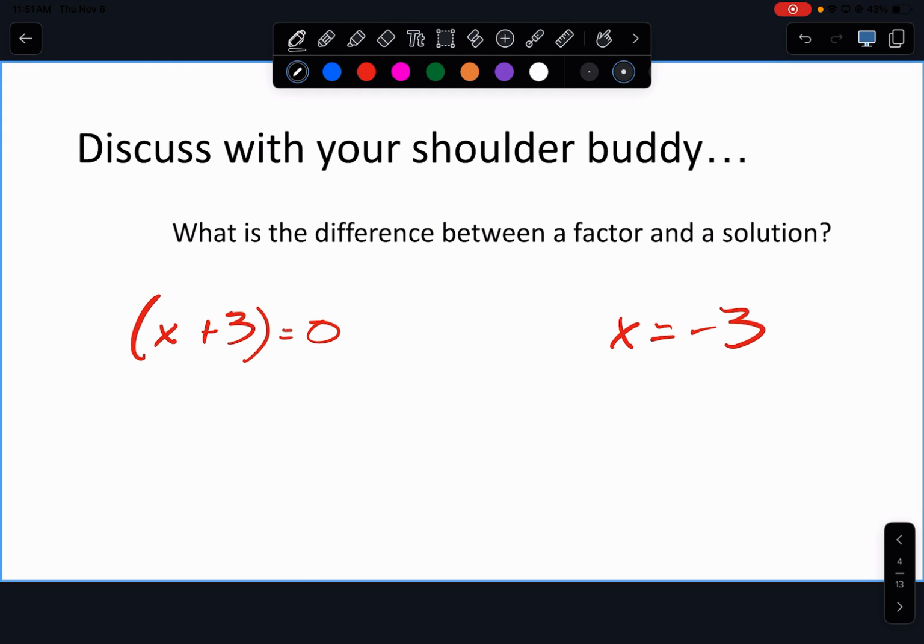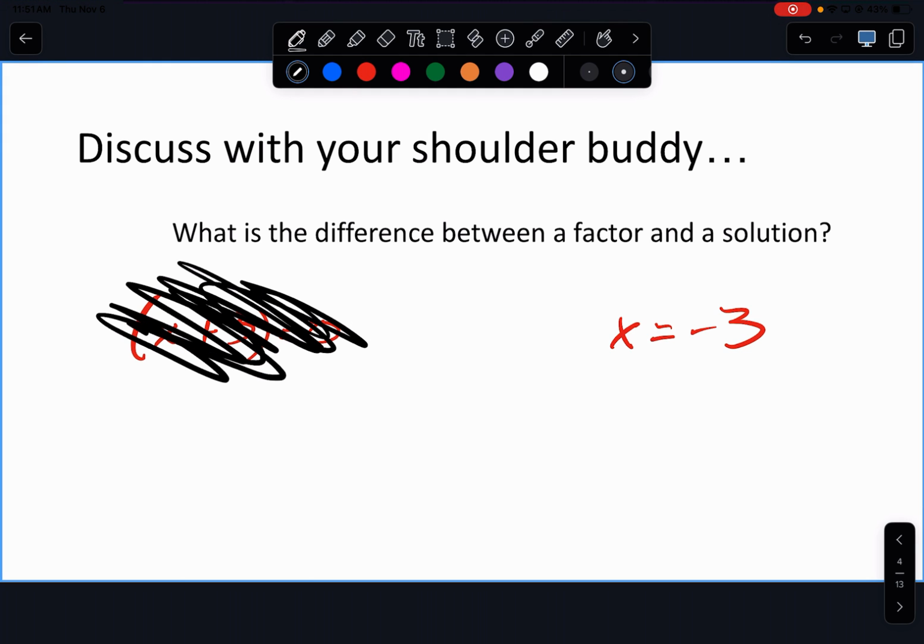Okay, so now here's my challenge to you. What if we didn't have this, and I only told you this: x equals -3. Could you tell me what the factor is? Yeah, we just do +3, and we would get x plus 3.